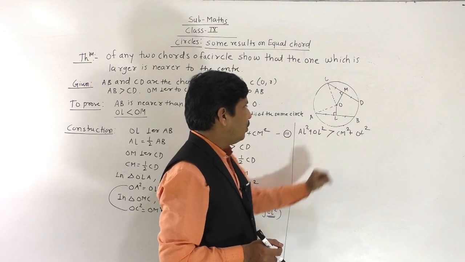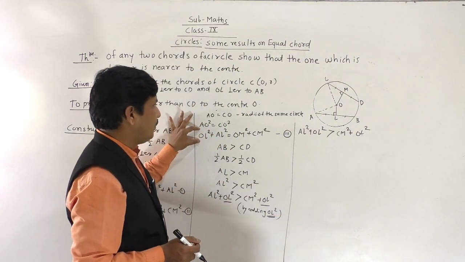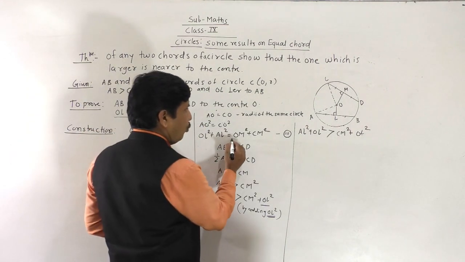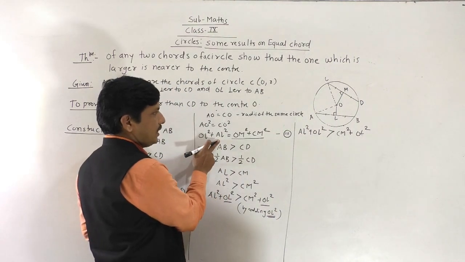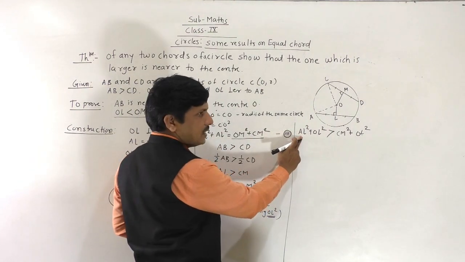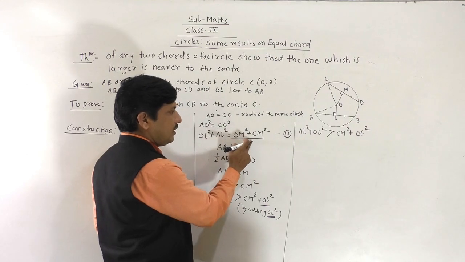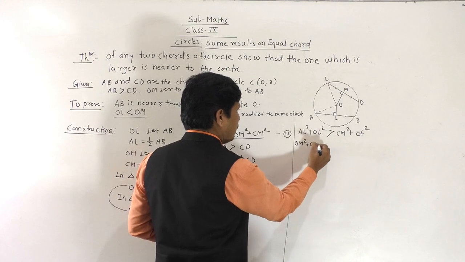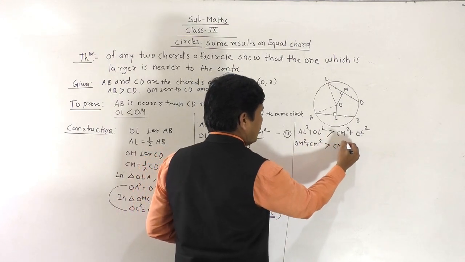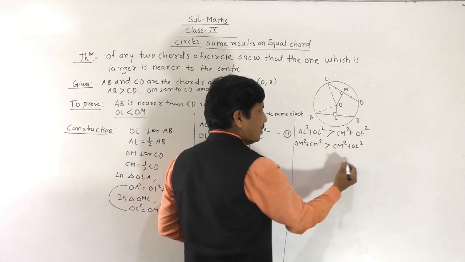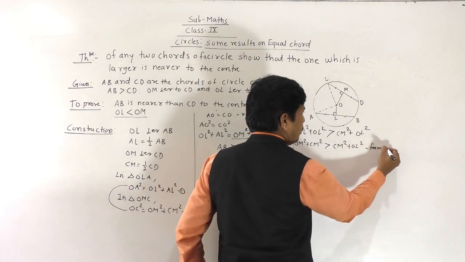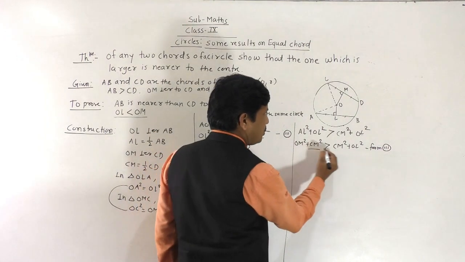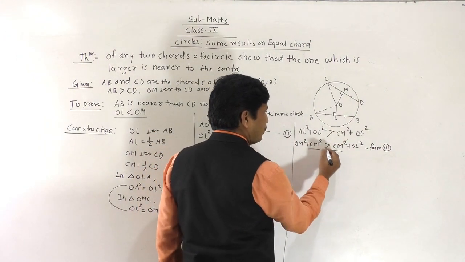Now from the third one we have OL square plus AL square is equal to OM square plus CM square. Here also OL square plus AL square, so we can replace this by this. So OM square plus CM square is greater than CM square plus OL square. The reason is from the third. Now this CM square and this CM square are the same, so that will be cancelled.